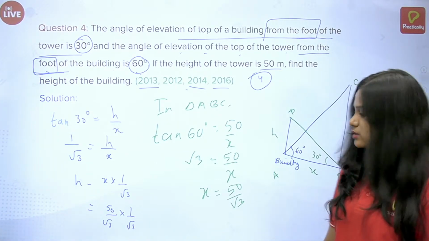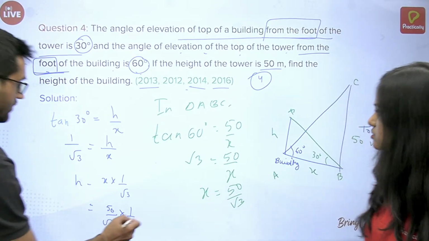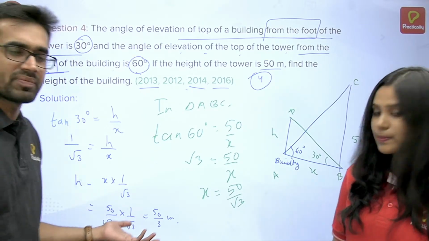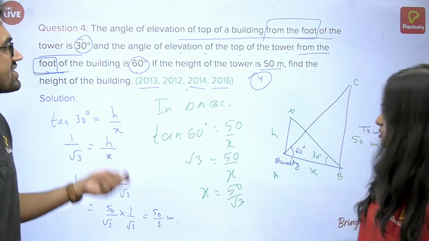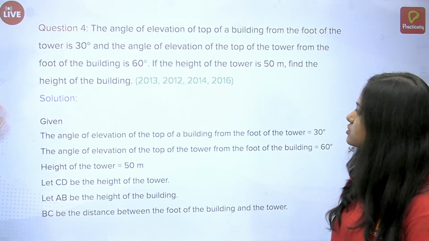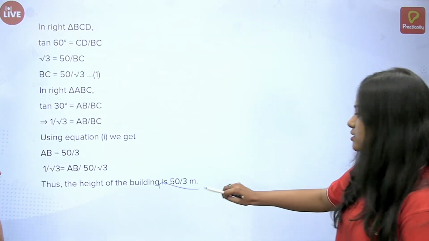Is it coming something wrong? No, sir, it's correct. 50 by 3 meters. You can put it in decimal, otherwise it is also fine. So it will come very easily. This is a very simple thing. Okay. So next question. 50 by 3, very simple.